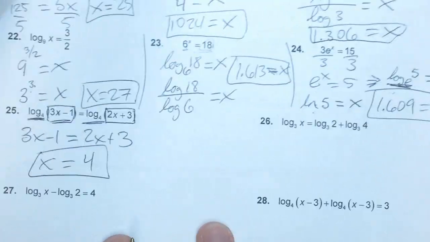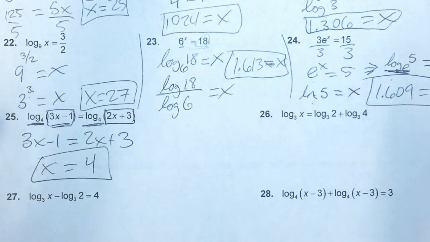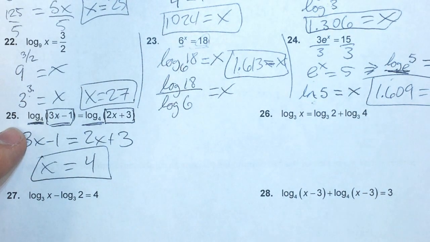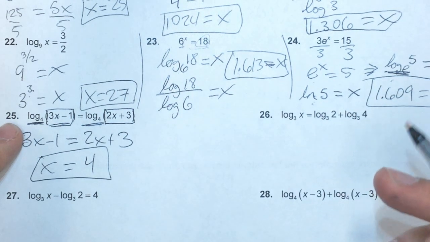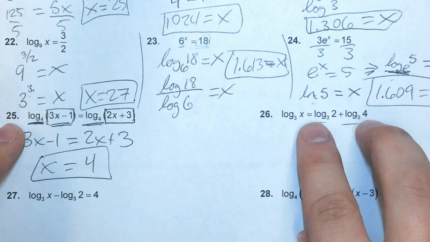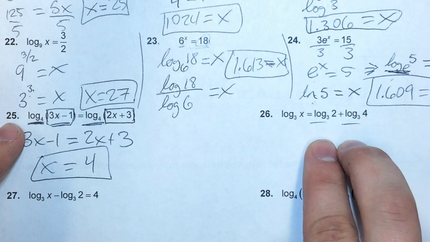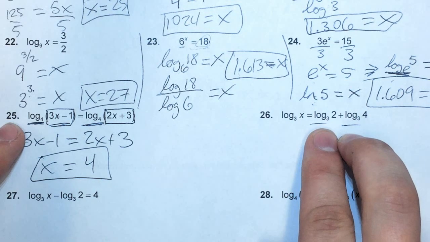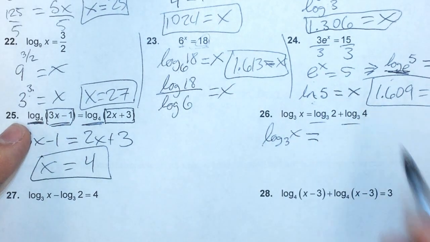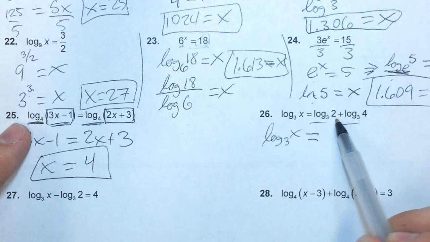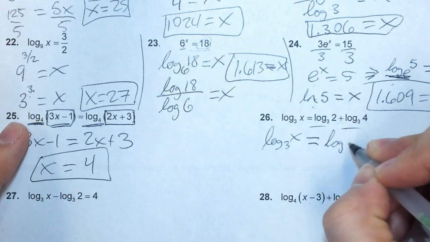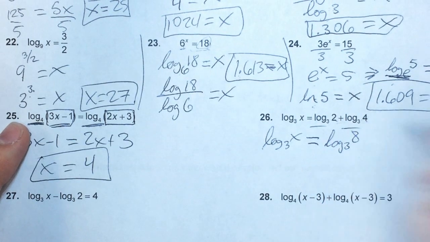Which brings me to number 26. Number 26, it's similar to 25. I got log base 3s on both sides of the equation, but there can only be one log operator on each side. This one I've got 2. So what I need to do is use my properties of logarithms to actually put these two together. Okay, so I'm going to combine these two so there's only one first. So I'm going to leave that log base 3 of x alone over there. And then over here, my addition property for logarithms is that we multiply what's inside. So this is going to be log base 3 of 2 times 4, which is 8.